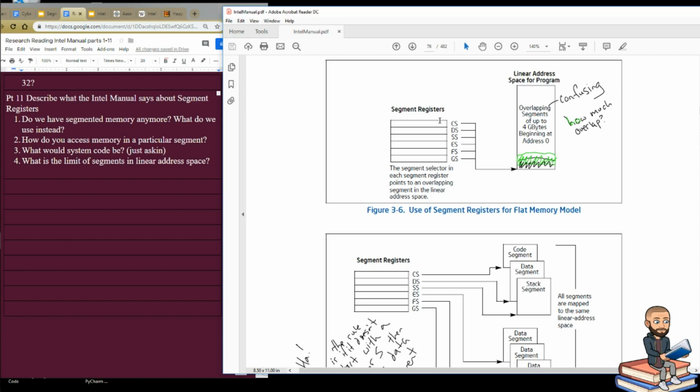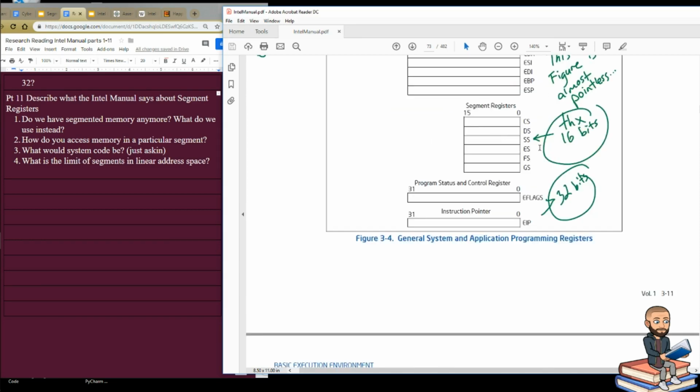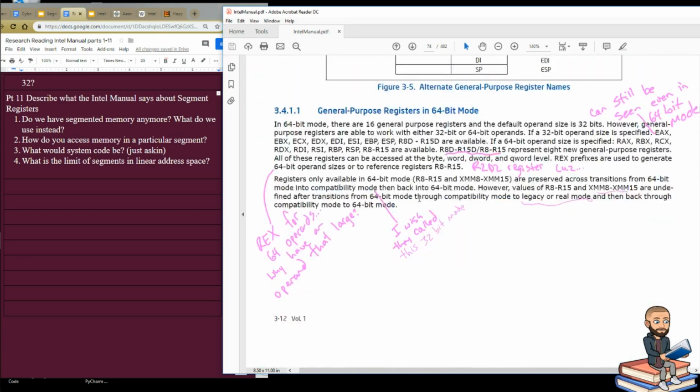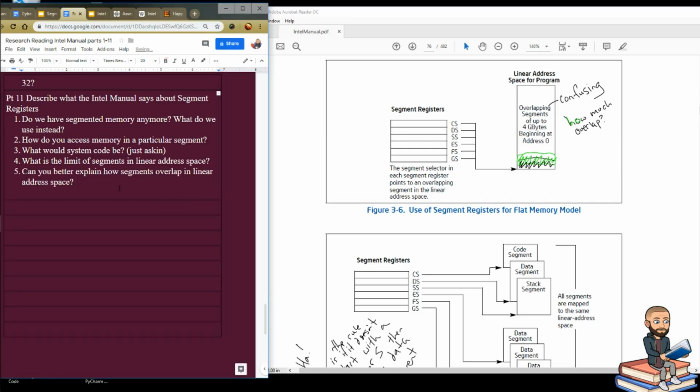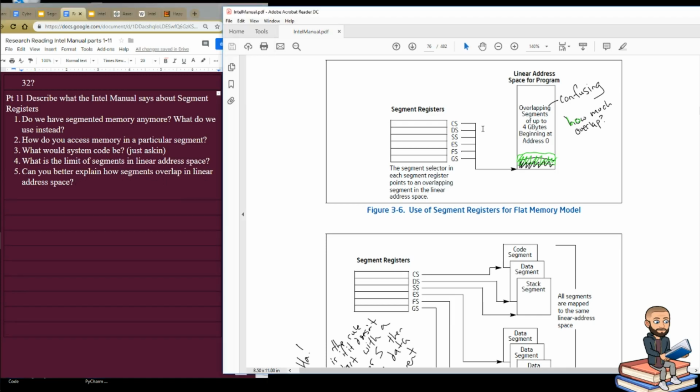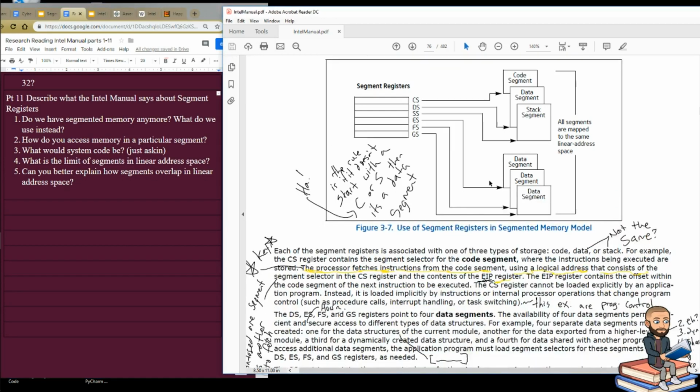Here are your registers. They are 16 bits, if I remember correctly. Okay, I had to go back up here. Yep, those are 16 bits right there. This whole idea of overlapping segments is confusing to me. So there's a good question to ask your professor: can you better explain how segments overlap in address space? Let me know what they say.